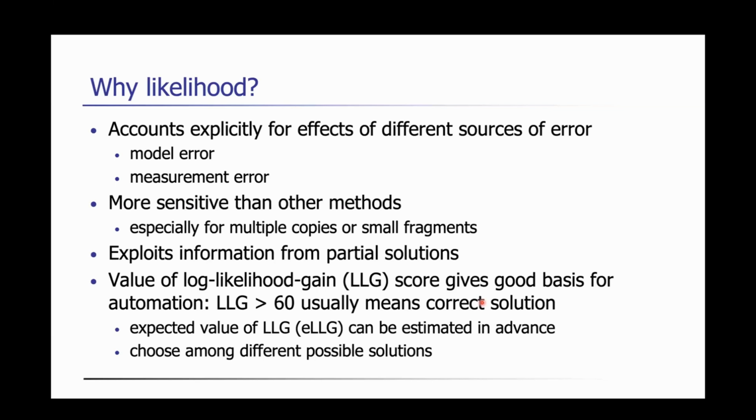The other thing that in recent years we've found useful about likelihood is that the score that we try to evaluate is called the log likelihood gain. I'll explain what I mean by that. The likelihood is a score which says what's the probability of measuring the data given my model. The better your model is, the higher the probability of the data would be. Kind of seems backwards, but it works really well.